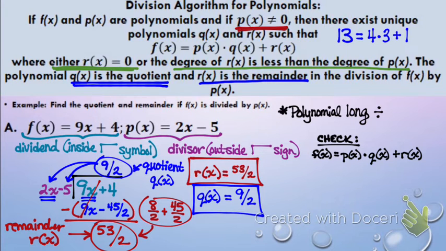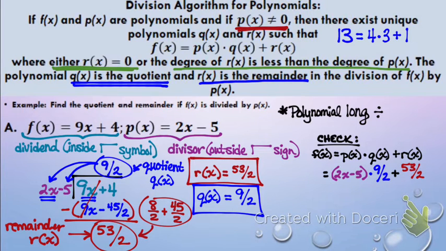What was p of x? 2x minus 5. We need to multiply that by q of x. What was q of x? 9 over 2. And then we're going to add our remainder. What was our remainder? 53 over 2.